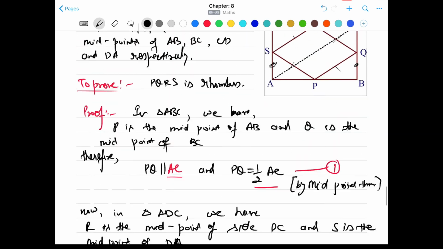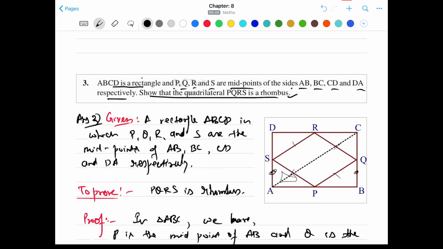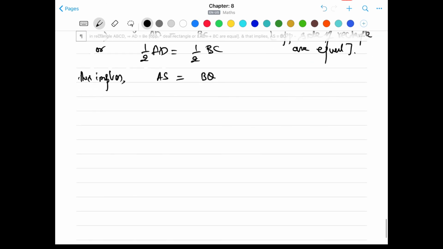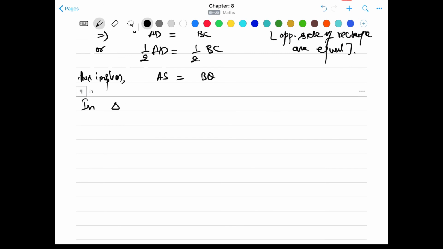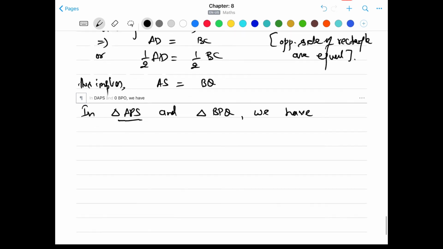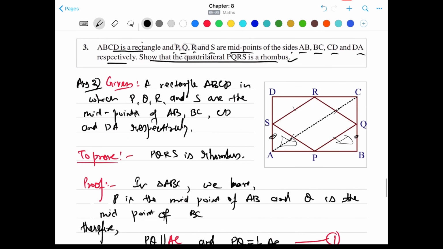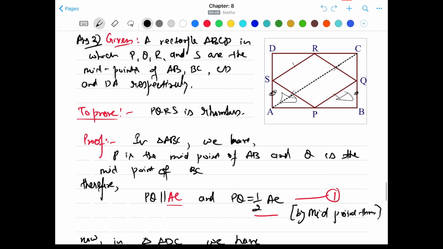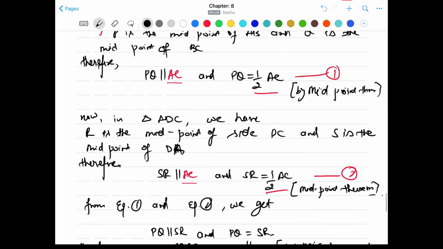Okay, now let's come to these two triangles, triangle APS and triangle BPQ. In triangles APS and BPQ, what we are going to do here is prove that these two triangles are congruent. Once you prove that these two triangles are congruent, their corresponding sides, PS and PQ, will be equal, and hence PQRS will be a rhombus.